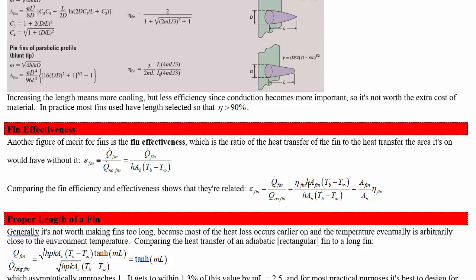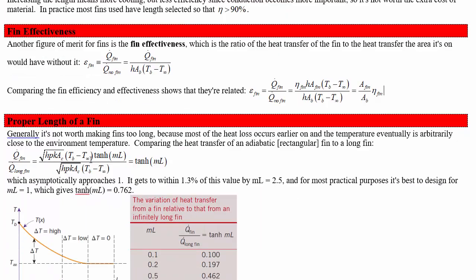This is, again, assuming that the convection coefficient that the fin is subject to on average is the same as the convection coefficient the base would be subject to without the fin. And that is a huge assumption, which we're going to address in more detail in chapter 19. But at least for now, assume the convection coefficient is constant for the purpose of this analysis.